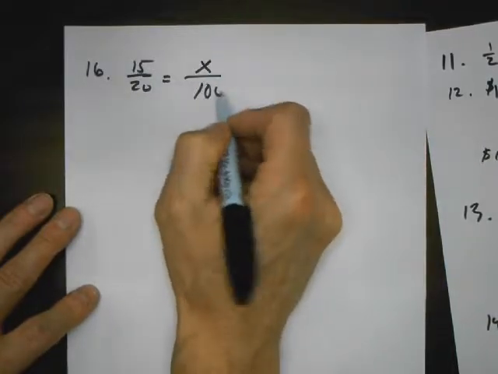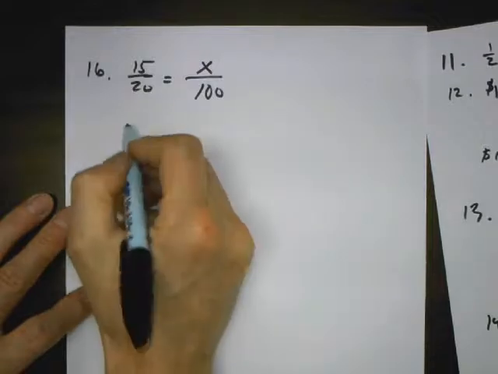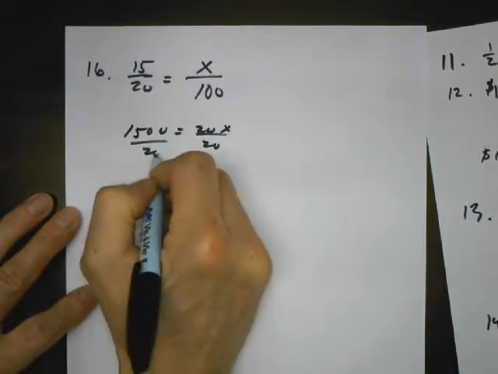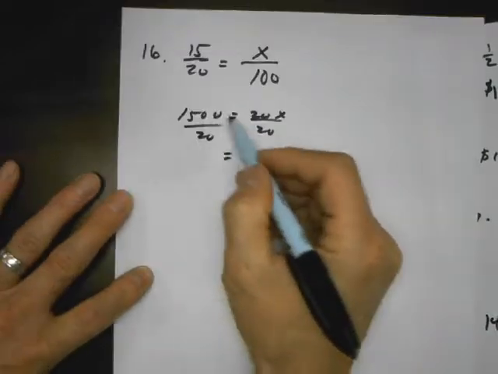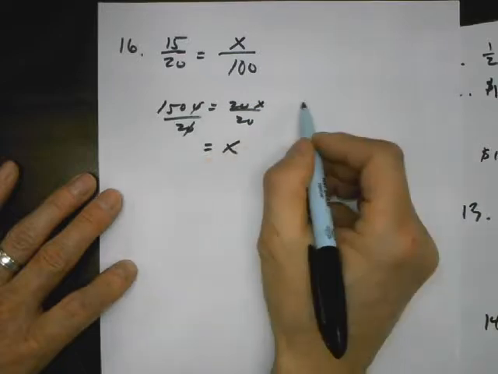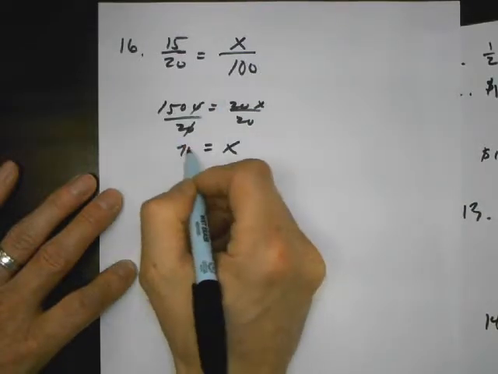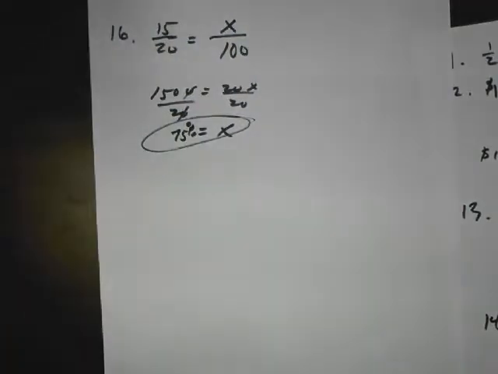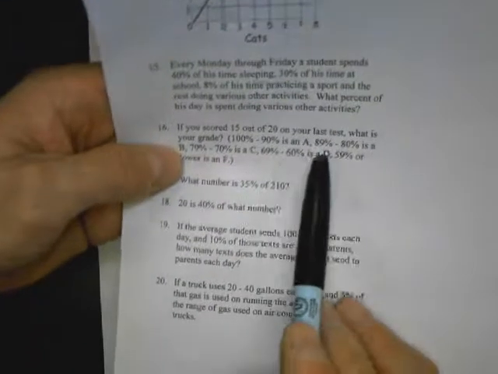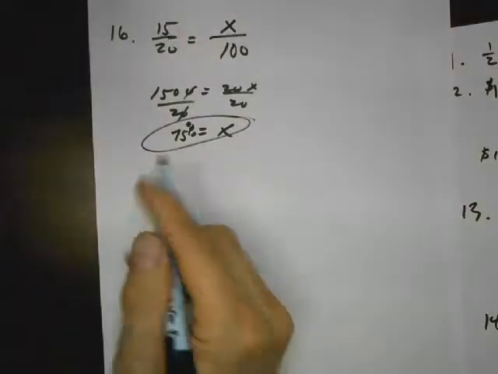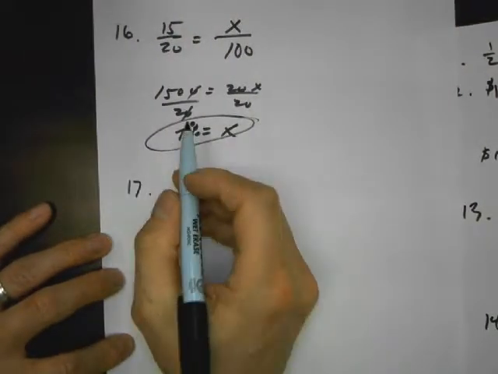If we don't know the percent, that's where we put our x. Percent always goes over 100. We cross multiply and divide. We got 0, 0, and we can cross those out. So when I divide those in and out, half of 150 is going to be 75. It's a 75%. Now, we got to look on our chart. 75% is a C.